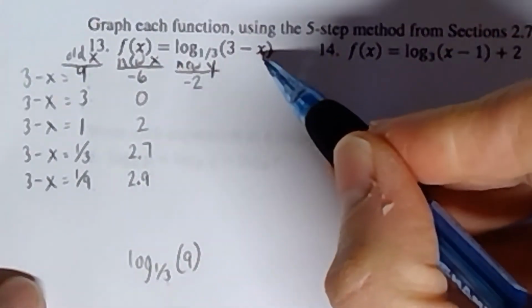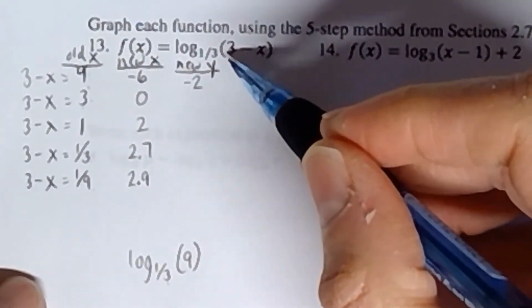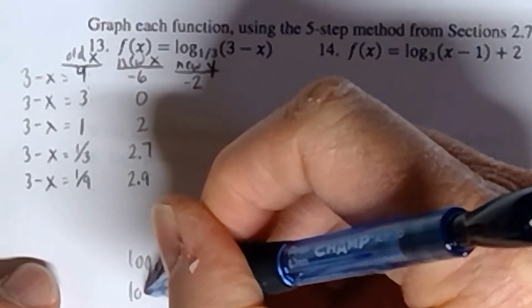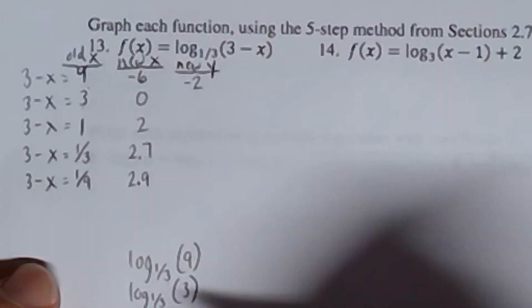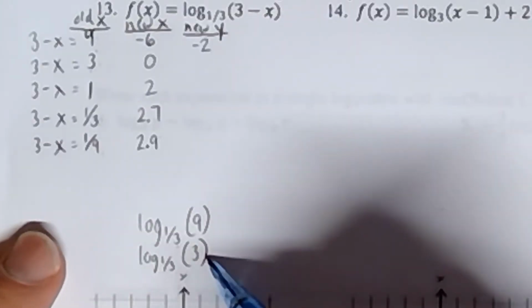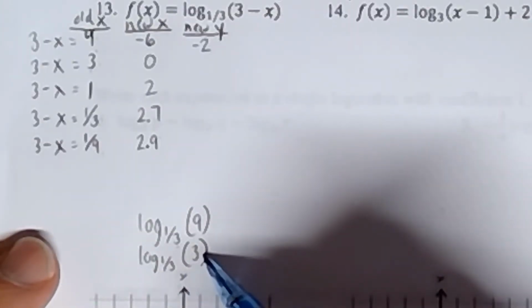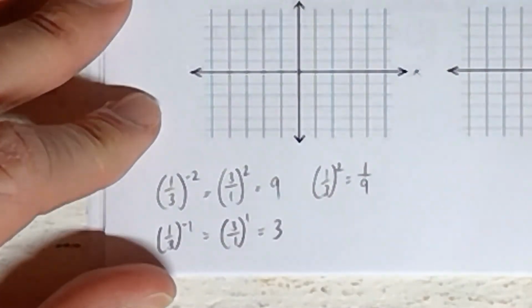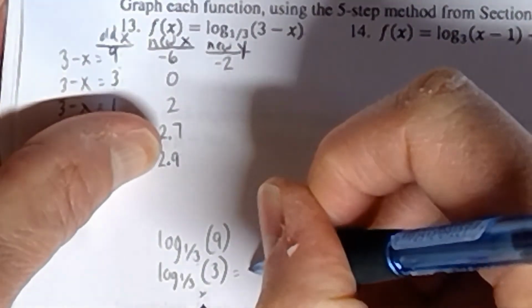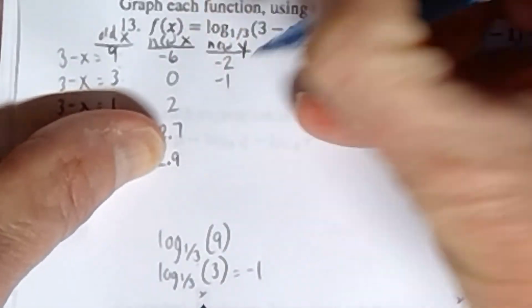If I plug in 0, I get log base 1/3. Again, figure out the product term first. And 3 minus 0 is 3. So 1/3 to what power is equal to 3? You need to figure that out now after you figure out what the bracket is. And that would be, as you can see here, the exponent is -1 down here. 1/3 to the -1 is equal to 3. And since logs are equal to exponents, that then means that this is equal to -1.